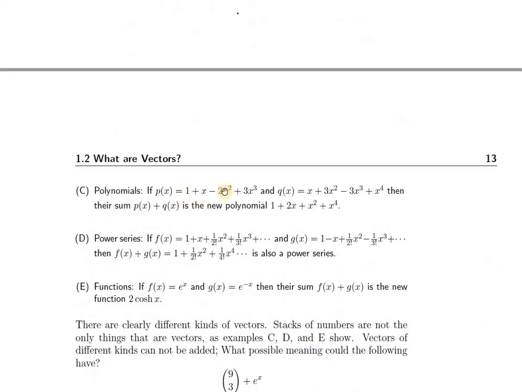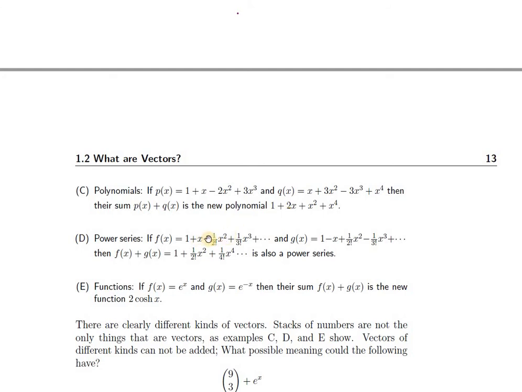Other examples: polynomials can be added and they can be multiplied by a constant. I'm not talking about polynomial multiplication. I'm talking about multiplication of polynomials by a constant, by a number. Okay, polynomials can be multiplied together, that's true, but we're not interested in that property right now. We're only interested in the addition and scalar multiplication property.